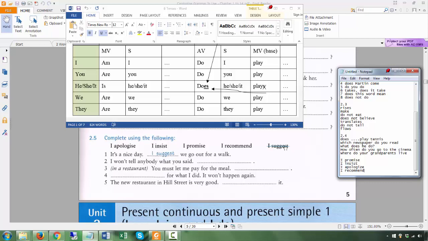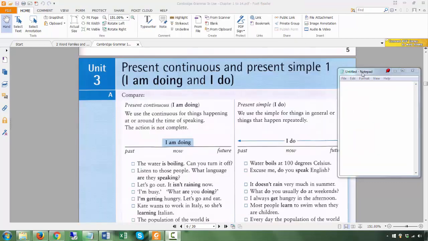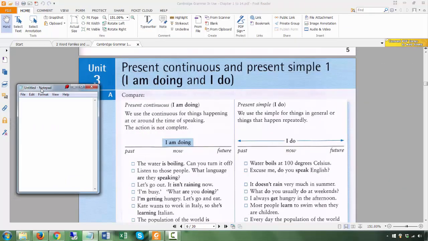So that is chapter 2. Right. Unit 3 right now, and in units 3 and 4, you are going to learn a bit more about the present simple and the present continuous and the differences between both of them. And also, you have to test yourself.